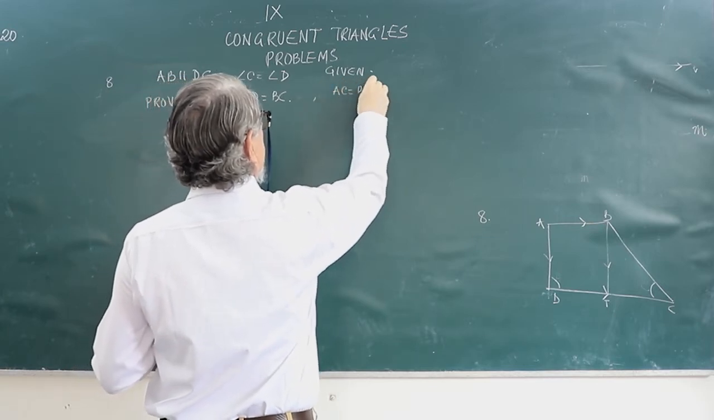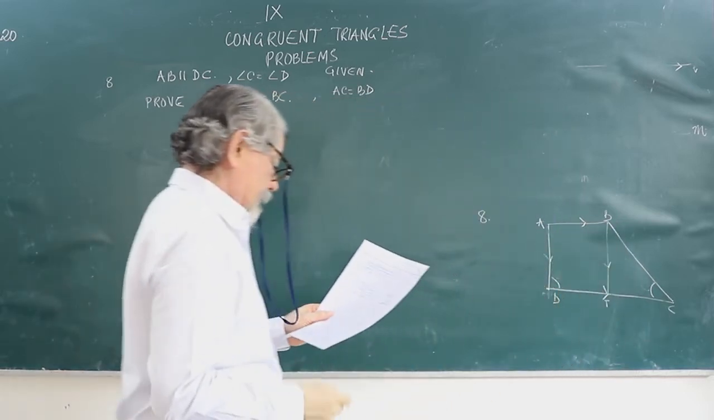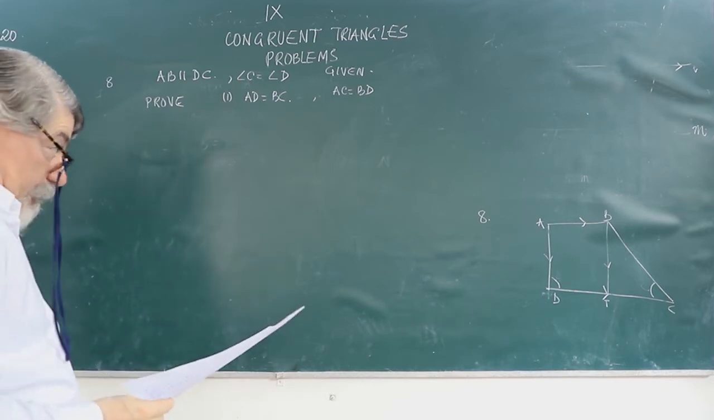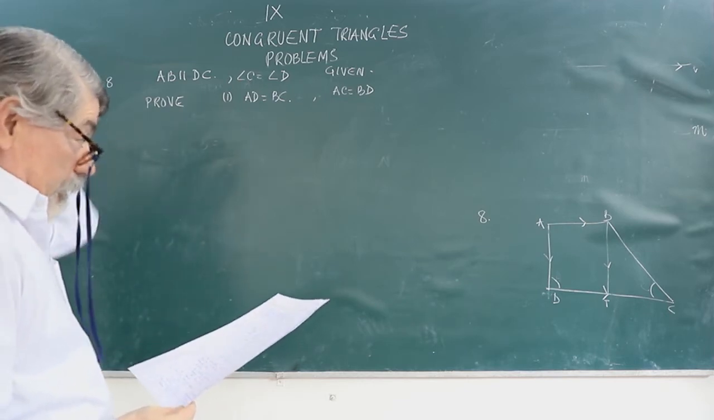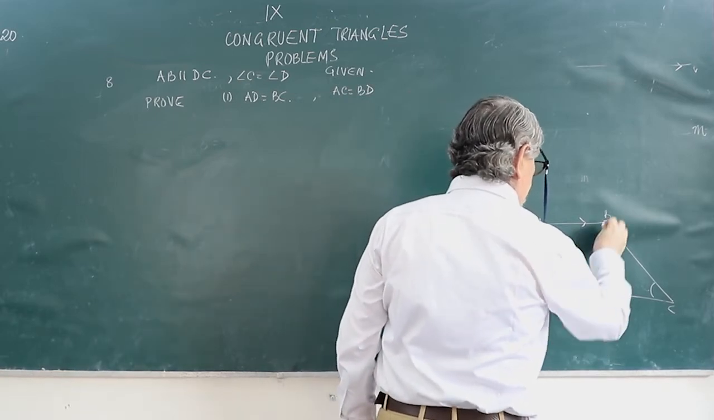AC is equal to BD. A is joined to C and B is joined to D. AC and BD are equal. Now what we have done is we have drawn a line parallel to this line. BT is drawn parallel to AD.